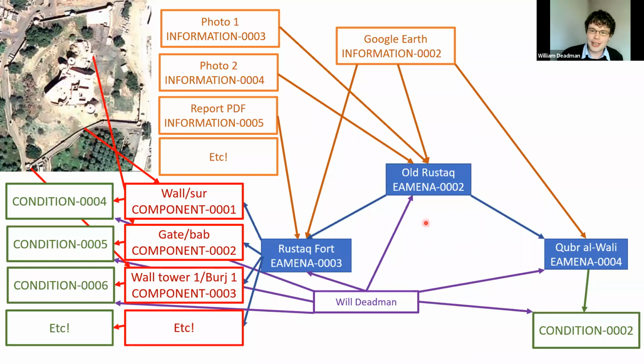So the parent heritage place of Old Rustak would be linked to both the tomb down here and to the fort. And then you also have a detailed condition assessment for the tomb, information resources linked to these heritage places. And then for the fort, maybe separate built components for the wall, the gate and the towers, etc. And you could have one or more detailed condition assessments attached to just these built components.